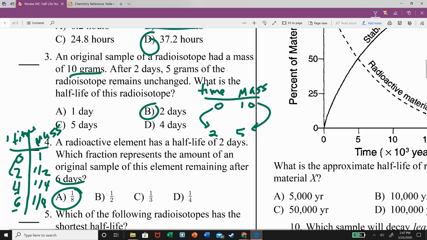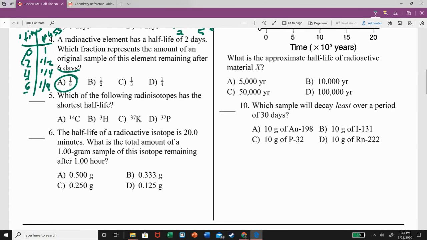Absolutely there are. I'm just showing you one way to go about doing it. And remember, you can make a chart that goes across. It doesn't have to go down. It's the same thing, just a different perspective. All right, which of the following radioisotopes has the shortest half-life?